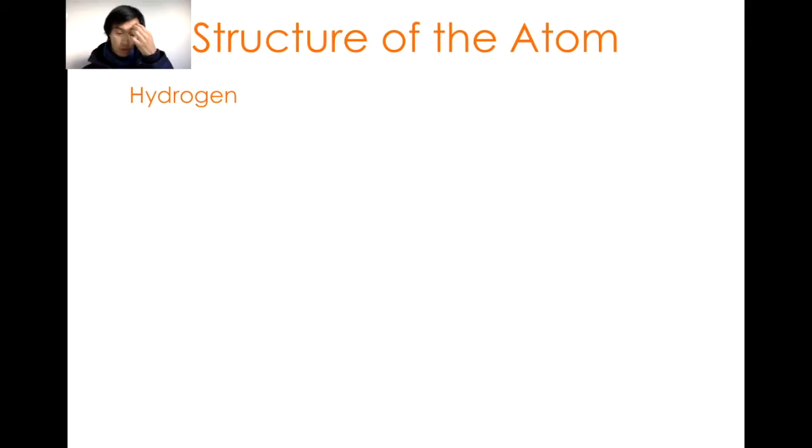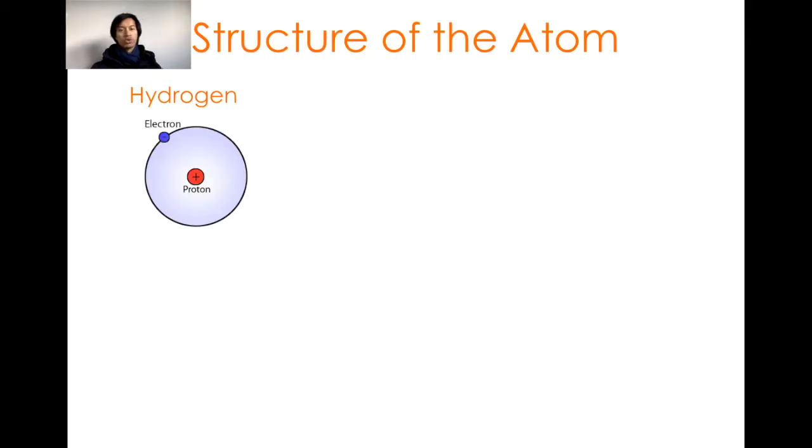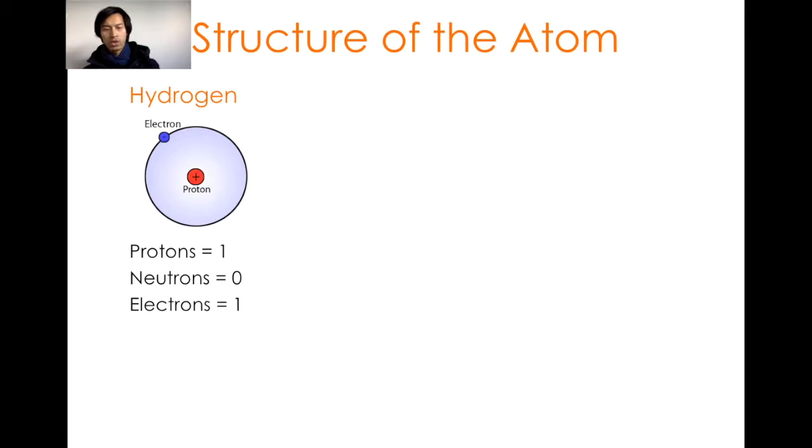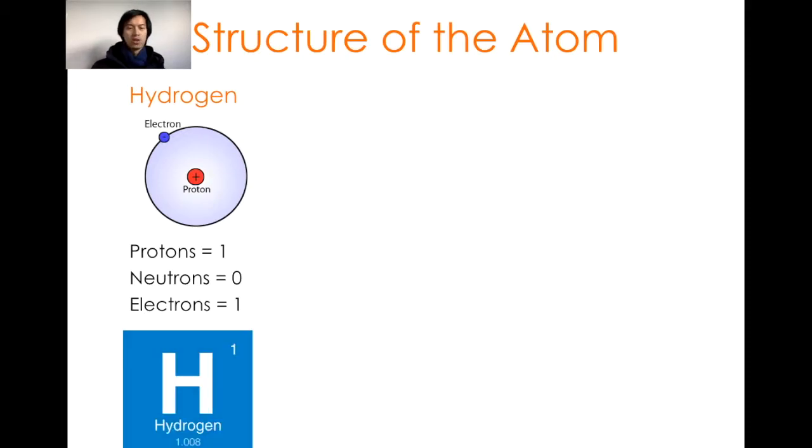Okay, so let's take a look at hydrogen. This is what hydrogen will look like. Hydrogen is one proton in the nucleus and one orbiting electron in the shell. Okay. It contains one proton, no neutrons, and one electron. Okay, that is what hydrogen is made up of. One proton and one electron, and it looks like this on your periodic table.